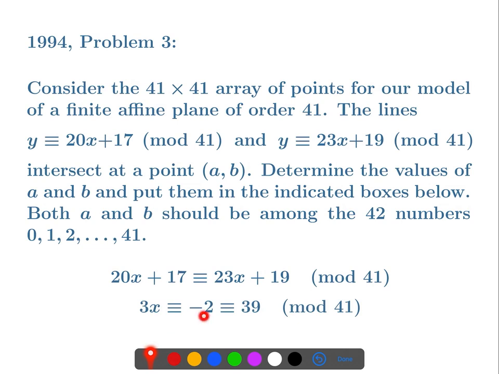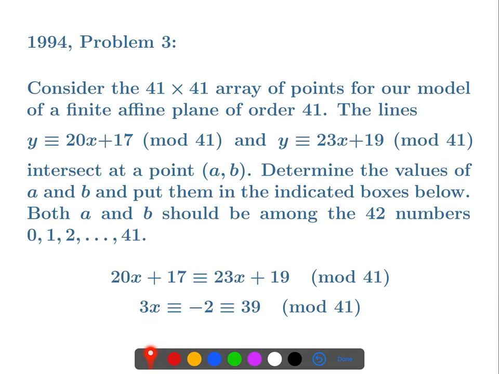Now, minus 2, if I add 41 to that, it's the same thing as 39. So is it okay to divide by 3 when you're doing modular arithmetic? Well, if you're working modulo a prime like we are, and whenever we're doing finite projective planes of order a prime, we're going to be working modulo a prime, then you can divide by something as long as it's not 0 modulo that prime.